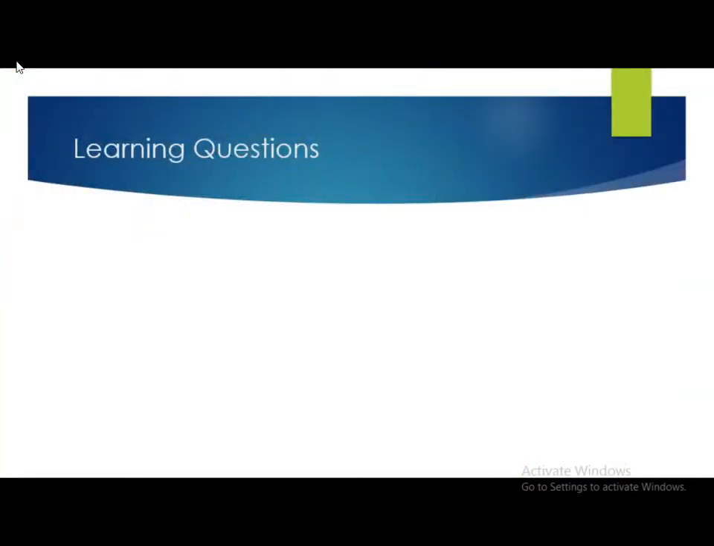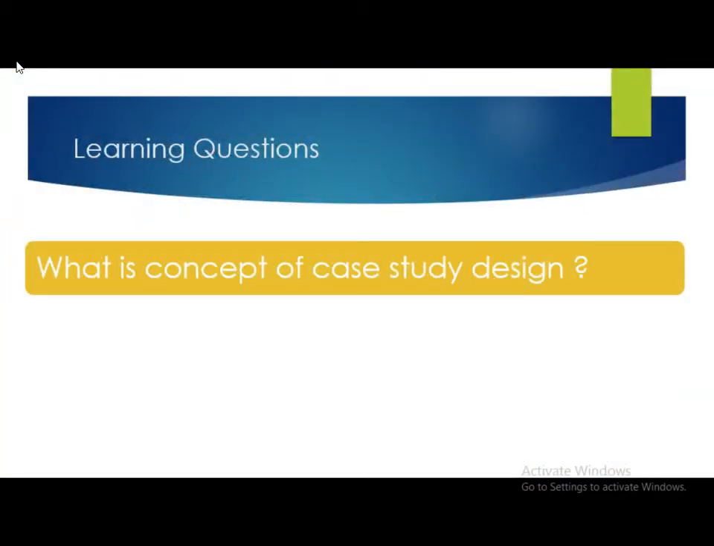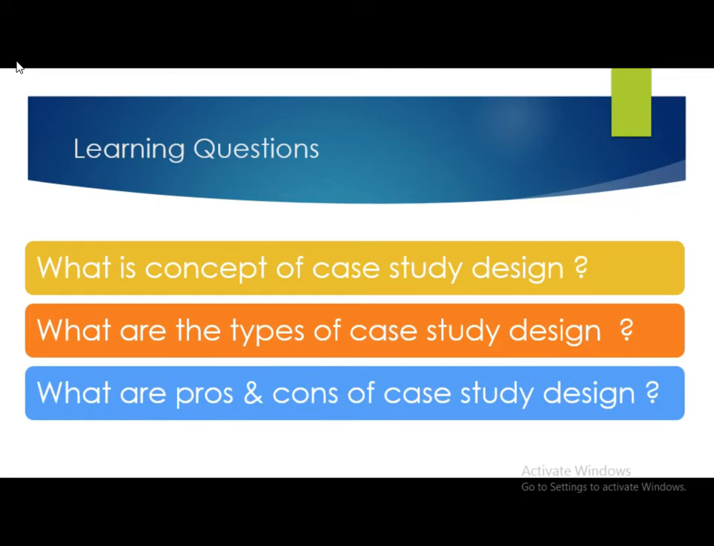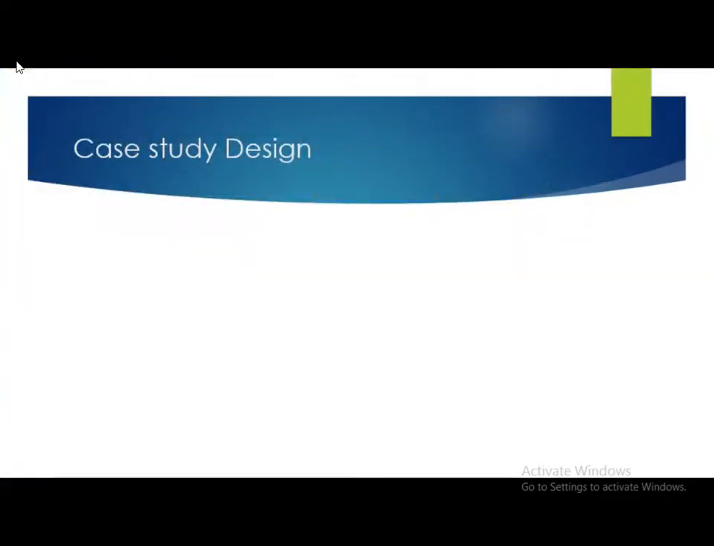Learning questions for today's session. What is the concept of case study design? What are various types of case study design? And what are various pros and cons of case study design? We will start our session now.